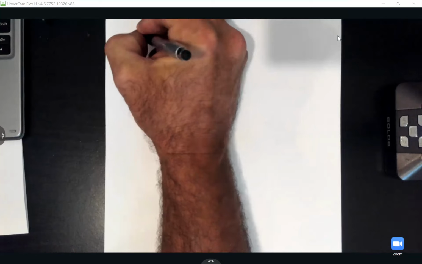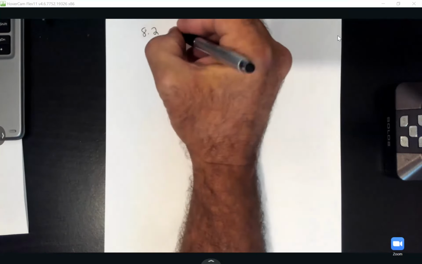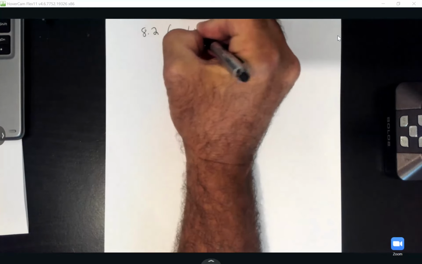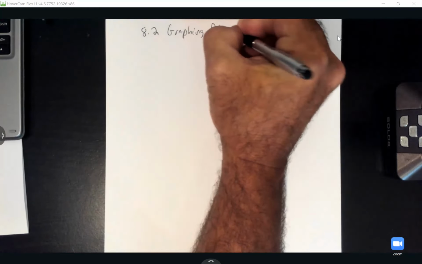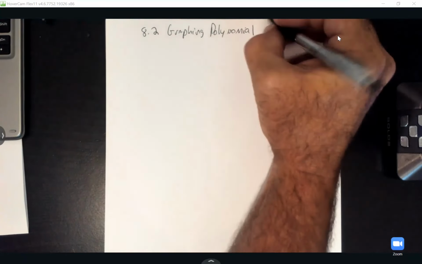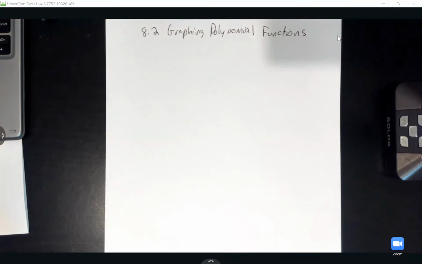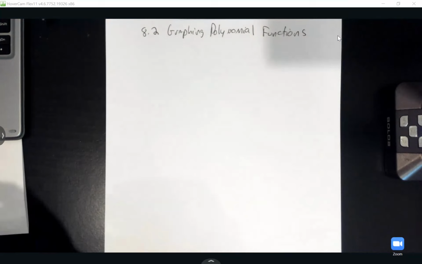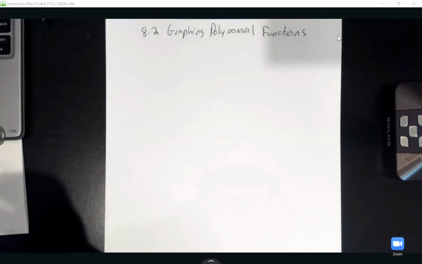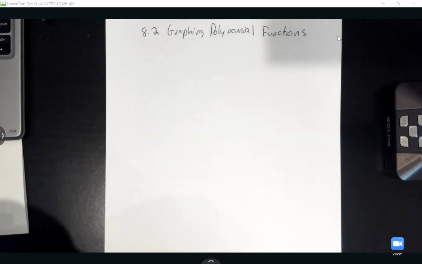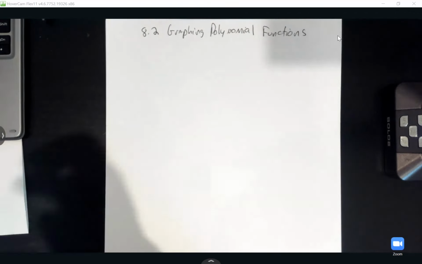So let's start with 8.2, and we're looking at graphing polynomials. Before we get into the actual graphing on these, the first few questions want us to take a polynomial function and determine the maximum number of zeros it can have, the maximum number of x-intercepts it can have, and the maximum number of turning points it can have.